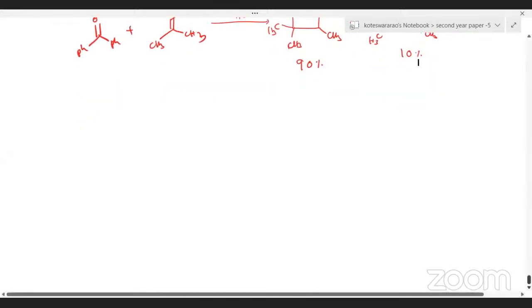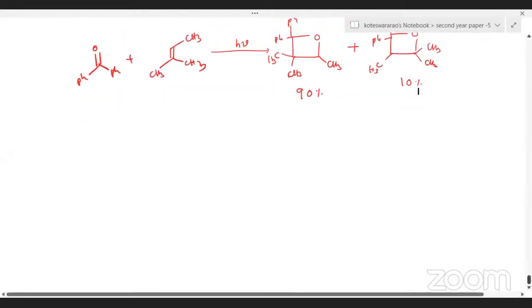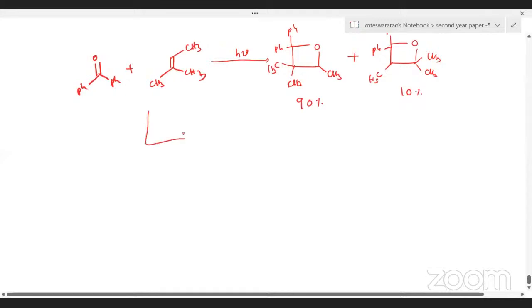Then what kind of intermediate is generated in between them? Look at here. To cleave it, a biradical intermediate will be generated. Before the C-C bond formation, you cleave the C-C bond. This is one biradical system, and the second intermediate is also a biradical intermediate, with CH3, CH3, Ph.